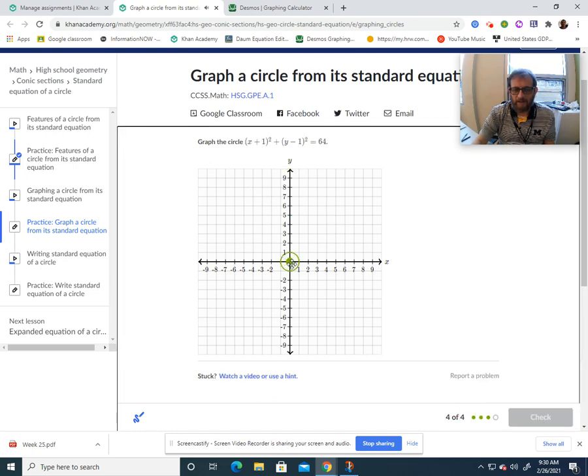Last one. Left 1, up 1. Now our radius will be 8. The square root of 64 is 8. We're at 1, 2, 3, 4, 5, 6, 7, 8. That's a radius of 8, a center at -1, 1.